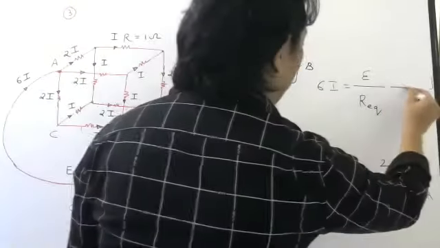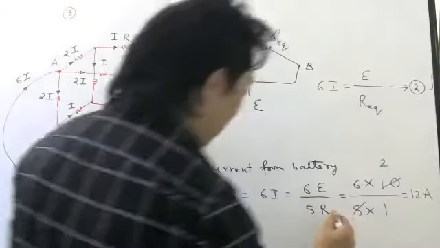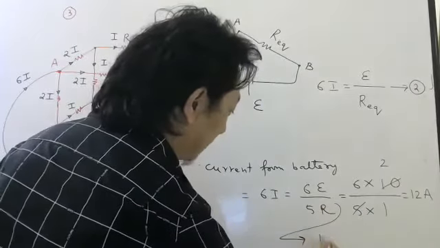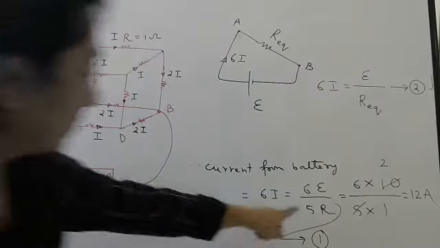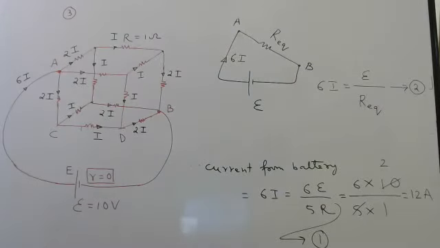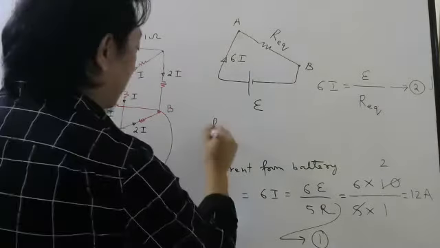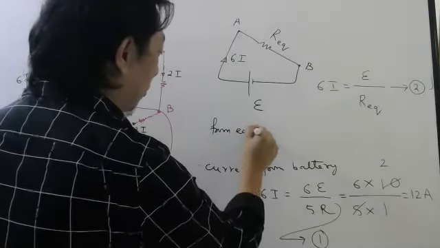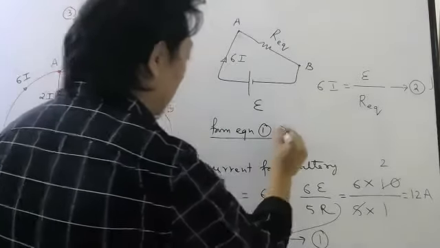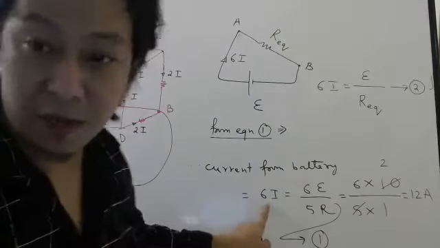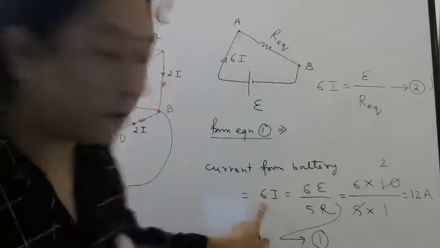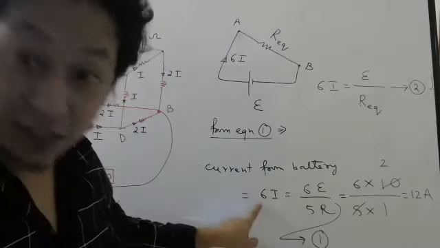This is your equation 2, let us call it. Call this one equation 1. This one. So from equation 1, we already found 6I by using Kirchhoff's voltage law. Already we have found current from the battery, which is 6I.